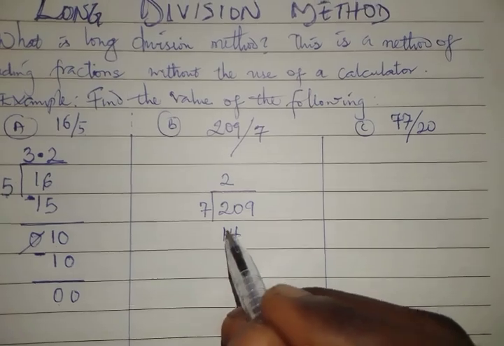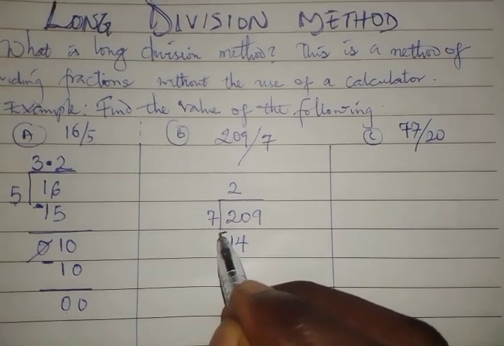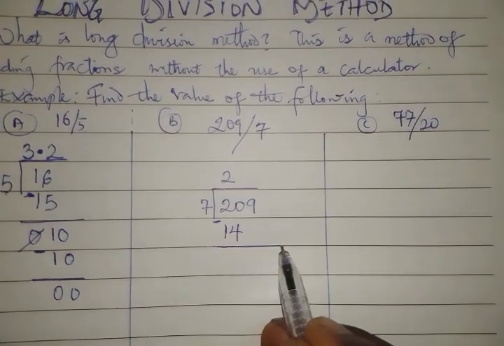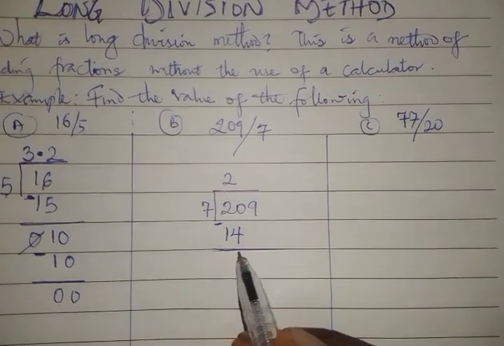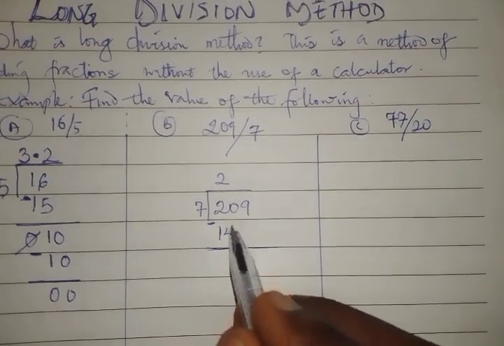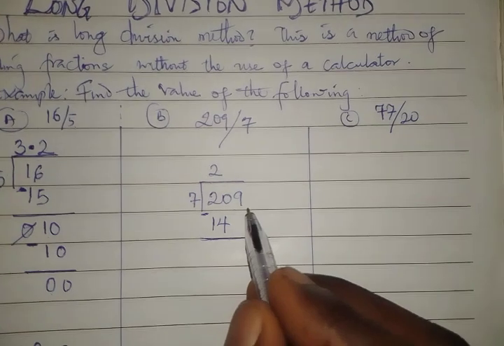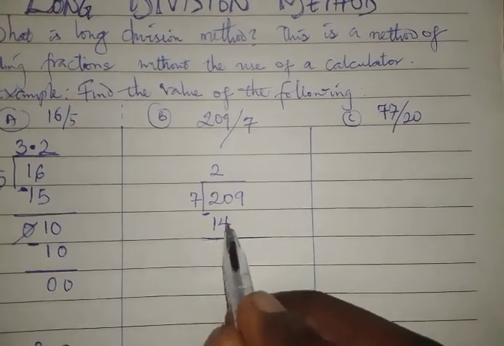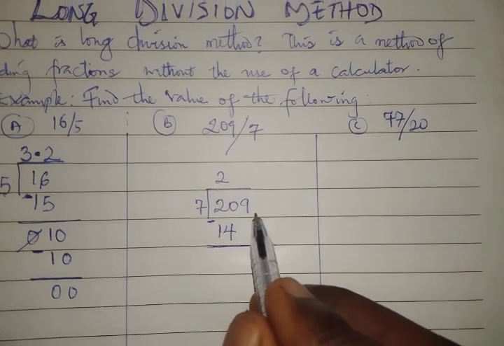What is the next step? Subtract. Pay attention. Draw the barricade. Now we are only subtracting 20 and 14. We are not touching the 9.